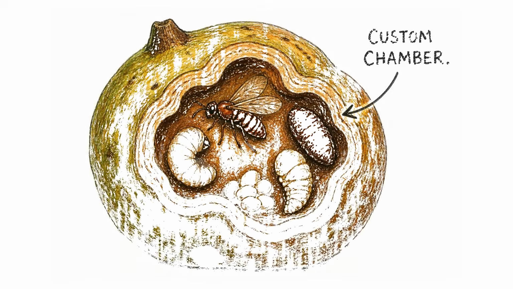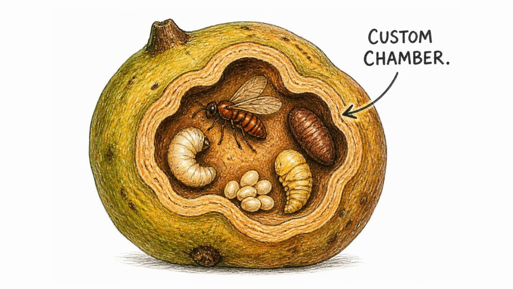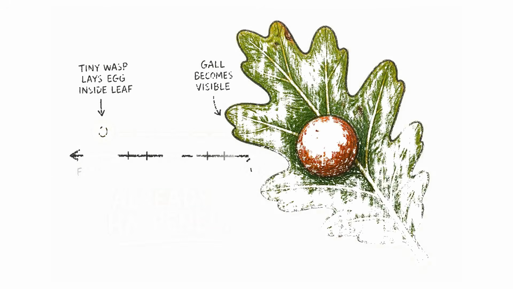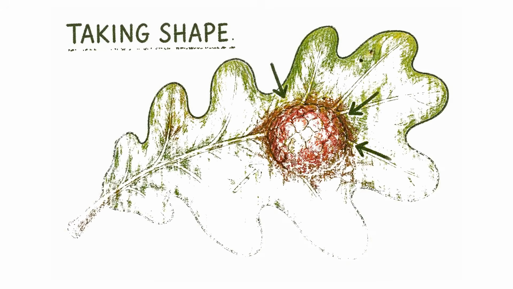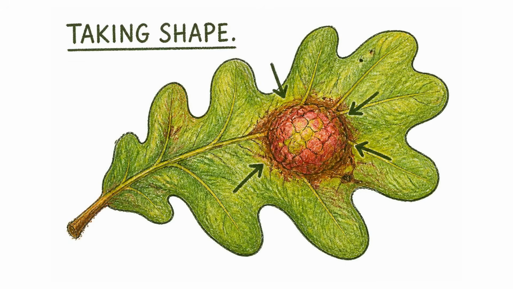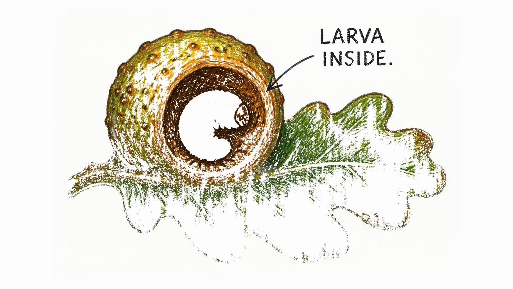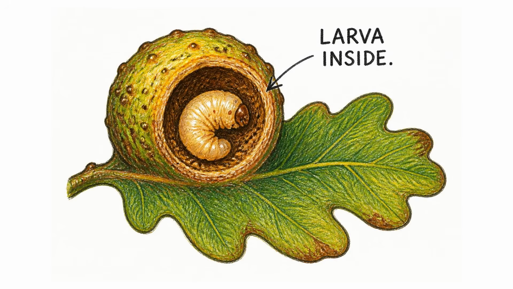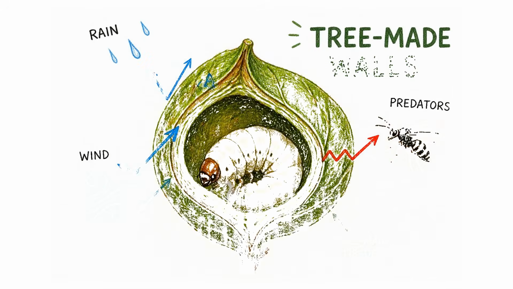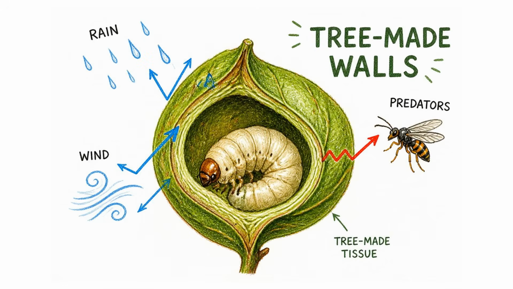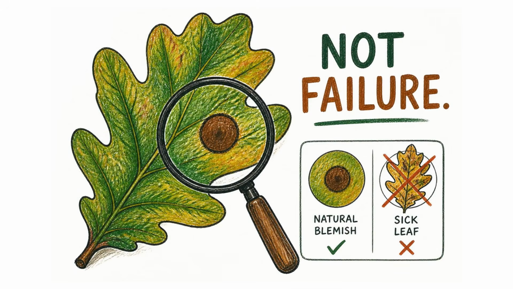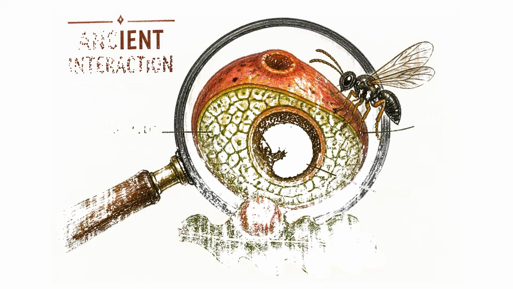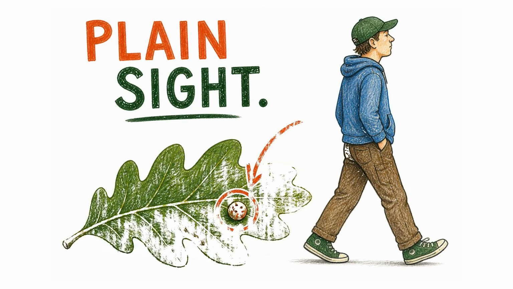It is a custom chamber grown from living oak tissue, formed around a hidden life cycle, and by the time the gall is easy to see, the important event has already happened. The oak has already responded. The structure has already begun to take shape. Somewhere inside, there may be a larva feeding, growing, sealed away from rain, wind, and many predators by walls made from the tree that surrounds it. The suspicious blemish on the leaf becomes evidence, not evidence that the oak is failing. Evidence that an ancient interaction is unfolding in miniature, in plain sight, on a leaf most people would walk past without noticing.